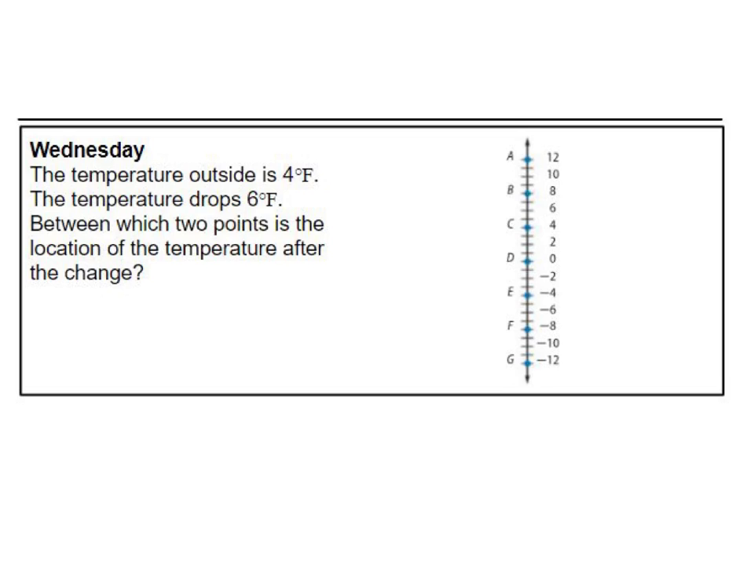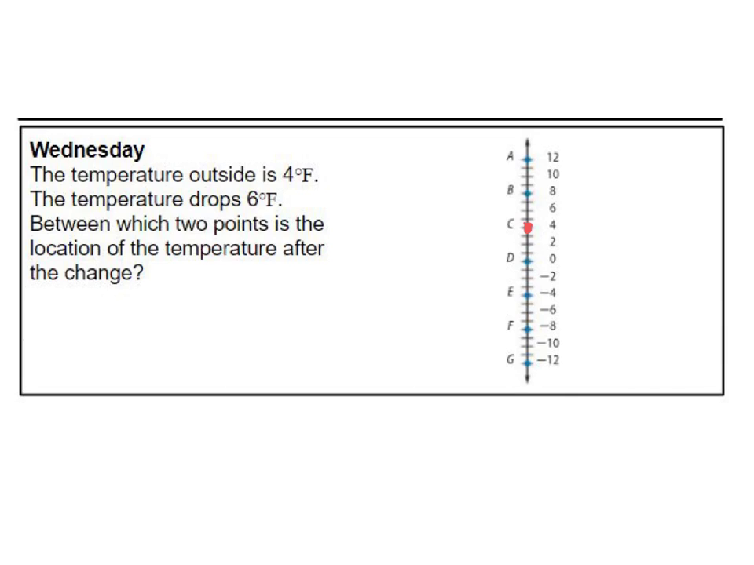So we're gonna start with Wednesdays. That says the temperature outside is 4 degrees Fahrenheit. The temperature drops 6 degrees Fahrenheit. Between which 2 points is the location of the temperature after the change? So let's start by going to 4 degrees Fahrenheit. So we're at 4. We're gonna go ahead and mark it at 4.